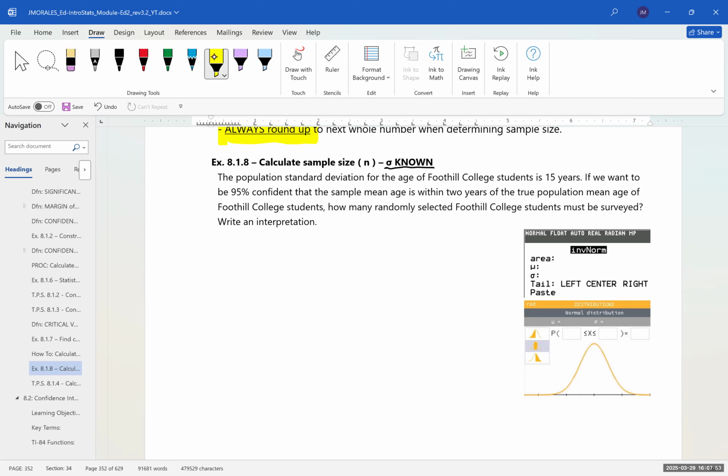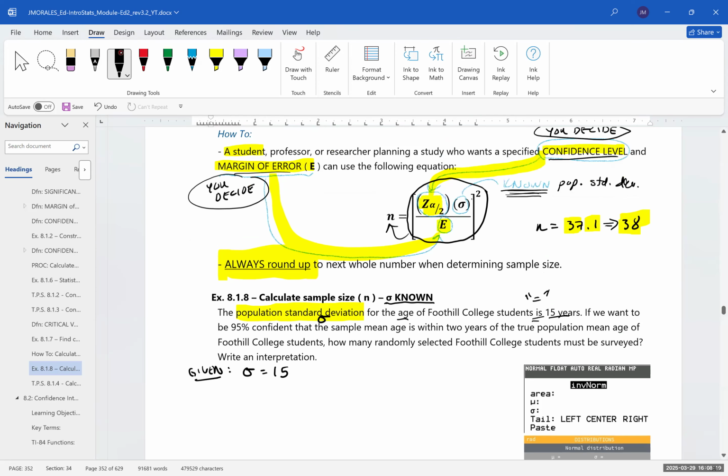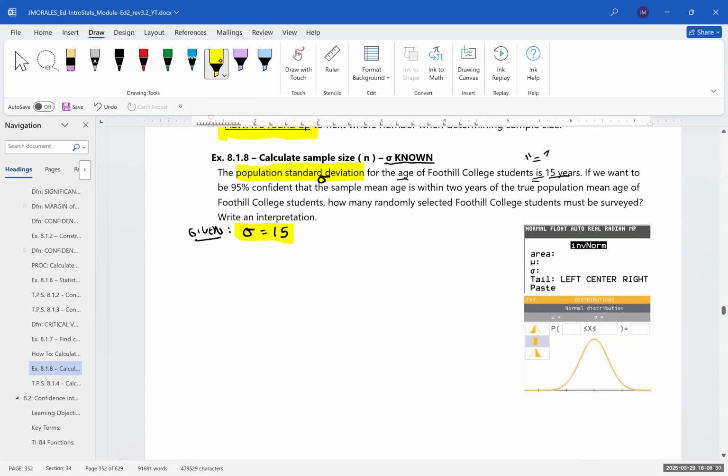Here we're told that the population standard deviation, so right away that is telling me sigma, for the age of Foothill College students is 15 years. So the given information that we've got is that sigma is equal to 15. Knowing the population standard deviation is what we need in this sample size equation. All right.